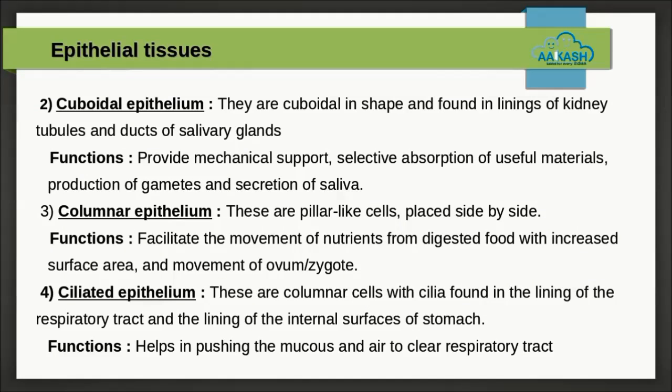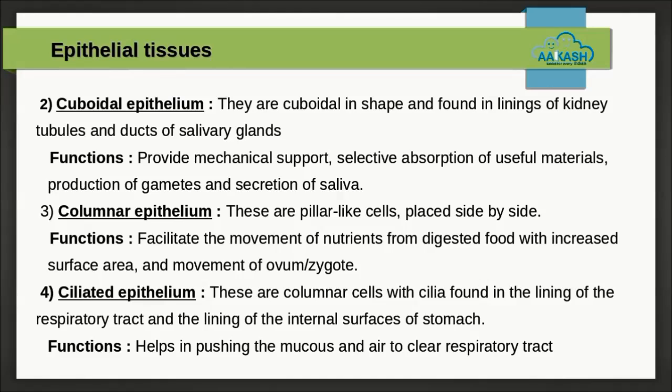Number 2. Cuboidal epithelium. They are cuboidal in shape and are found in the linings of kidney tubules and ducts of salivary glands. Functions. These cells provide mechanical support, selective absorption of useful materials, production of gametes, and secretion of saliva. Number 3. Columnar epithelium. These are pillar-like cells placed side by side. Functions. They facilitate the movement of nutrients from digested food with increased surface area, and movement of ovum or zygote.